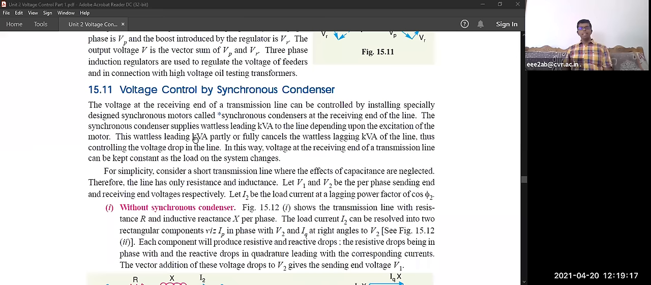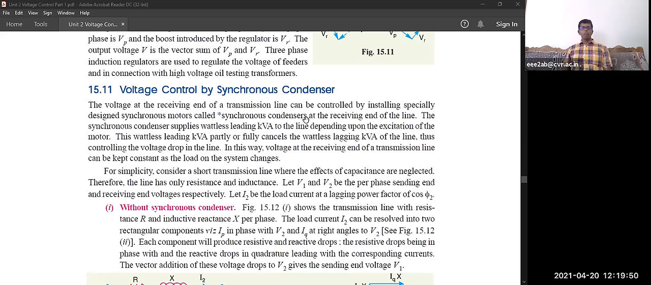The wattless leading kVA partly or fully cancels the wattless lagging kVA of the line, thus controlling the voltage drop in the line. In this way, the voltage at the receiving end of the transmission line can be kept constant as the load on the system changes. So this synchronous condenser is installed at the receiving end of the line. That is, a synchronous motor, when it is overexcited, acts like a synchronous condenser.